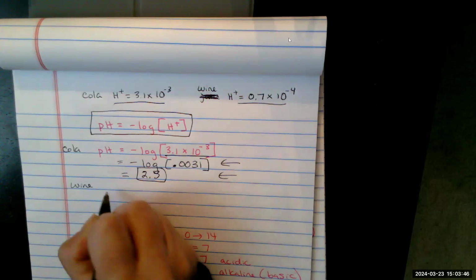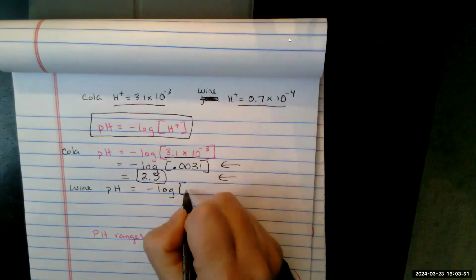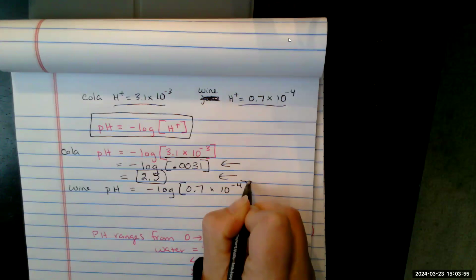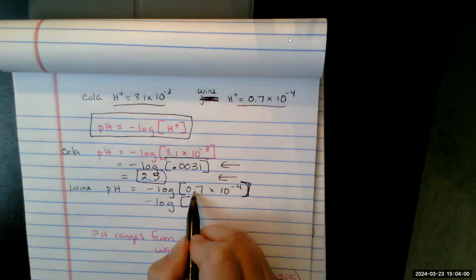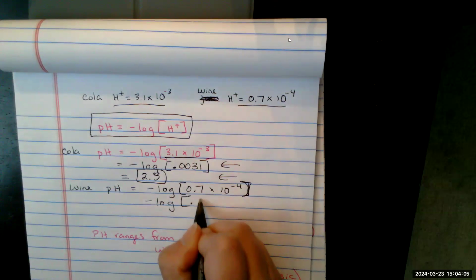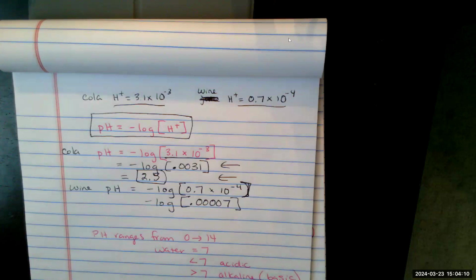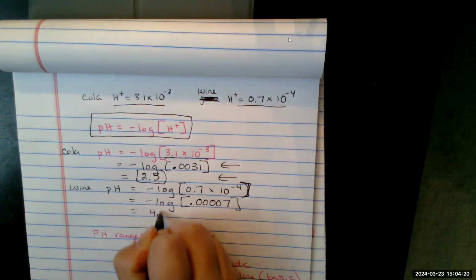So doing wine would be the same thing. Same formula. I'm just going to plug in the other H plus value. Again, you can leave it in this form, but I'm going to go ahead and just move my decimal 4 to the left. So this time it's in front of the number. So that's going to make me add 4 zeros in front of 7. But if I plug that in, I get 4.2 if you round to the nearest tenth like they asked.